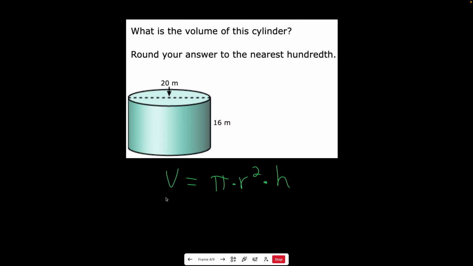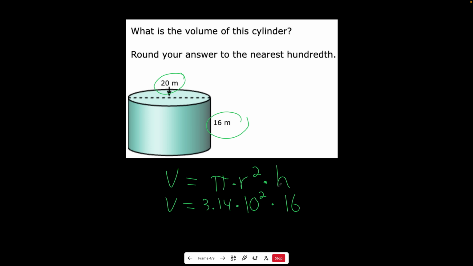Okay, for pi, we're always going to use 3.14. For the radius, well, the diameter is 20, so the radius must be 10. And the height of the cylinder is 16. And now we have all our numbers. We can just plug this into a calculator, and we get a nice even 5,024. And volume will always be cubic something, so meters cubed or cubic meters. And this is our answer.